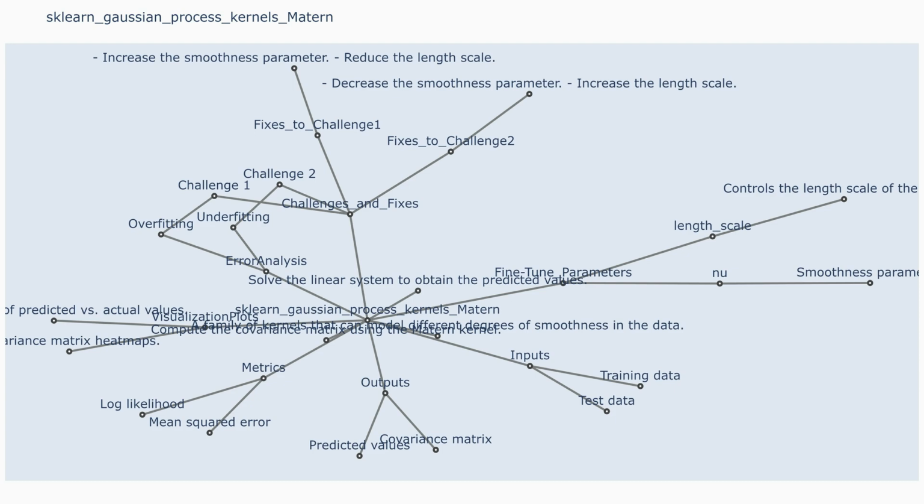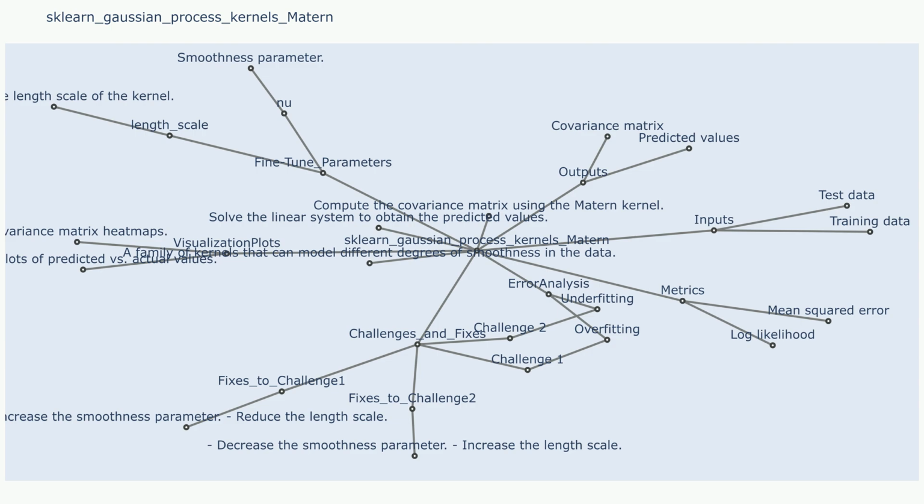Sklearn Gaussian process kernels. Matern. Description. The Matern kernel is a stationary kernel that is commonly used in Gaussian process GP regression for modeling smooth functions. It provides a balance between smoothness and flexibility, making it suitable for a wide range of applications. The Matern kernel's smoothness is controlled by a parameter called nu, which dictates the number of derivatives that are continuous.